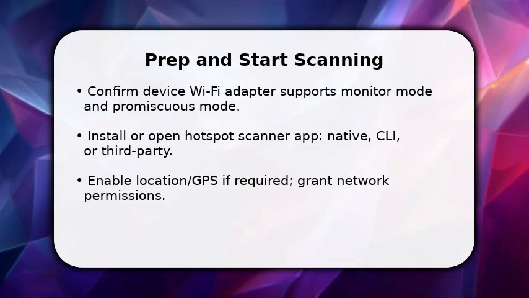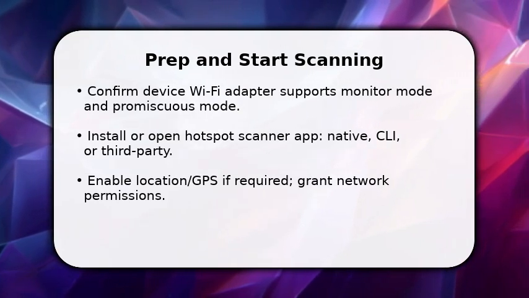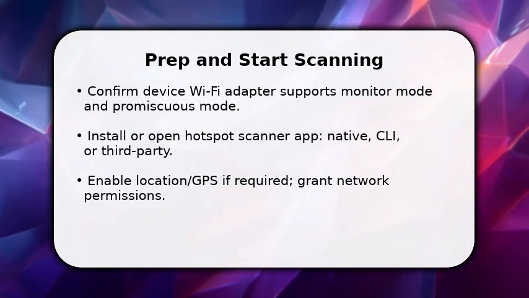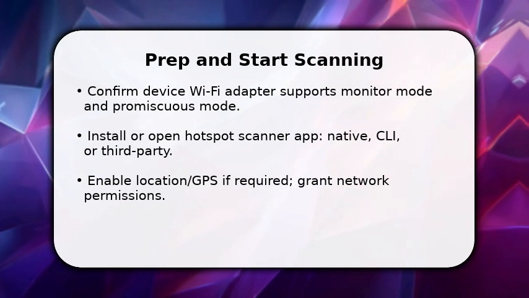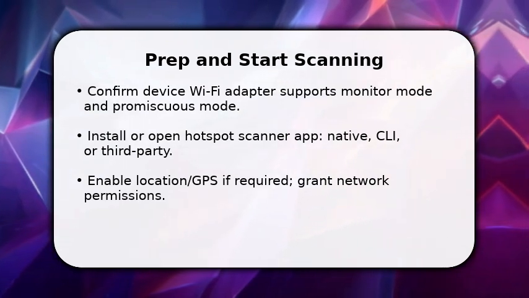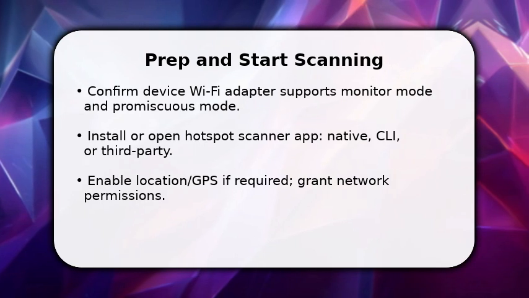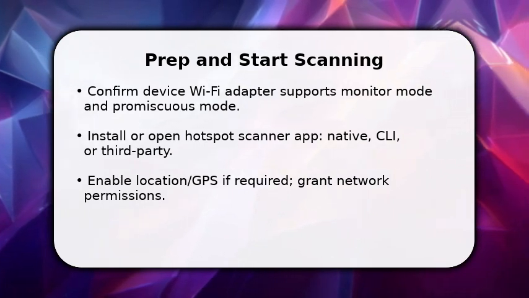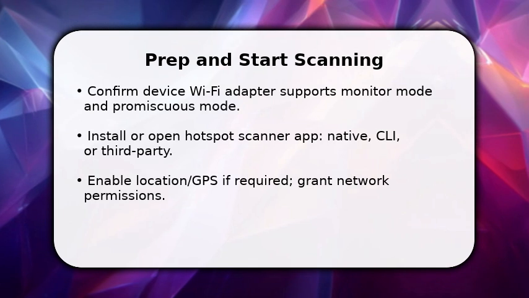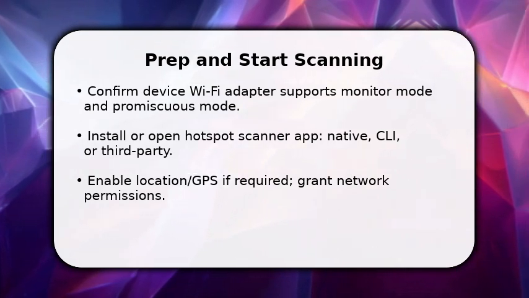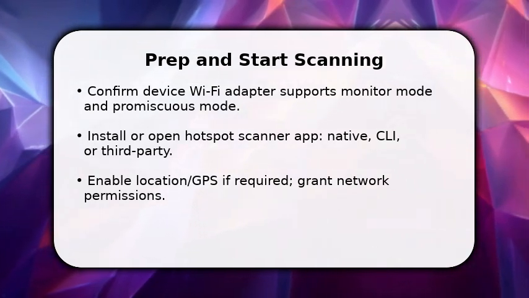You begin by verifying essentials so the scan works. First, confirm your Wi-Fi adapter supports monitor mode and promiscuous mode. That lets you capture packets. Then install or open the Hotspot scanner you chose, mobile app or desktop tool, and grant location and network permissions so the system can detect networks.